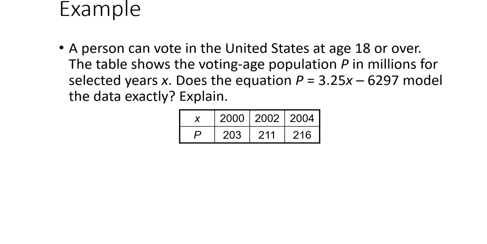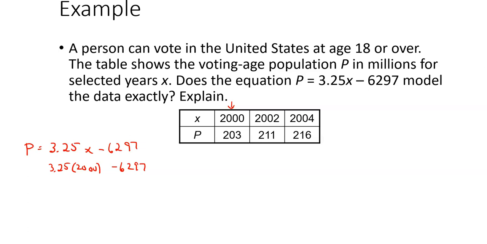So in 2000, there were 203 million people that were of voting age. So the equation they gave us was P equals 3.25x minus 6297. So let's start with the first one. Let's put in a 2000 for x. So 3.25 times 2000 minus 6297. The question we're going to ask is, when we do this, do we get out 203? Or a number very close to 203.